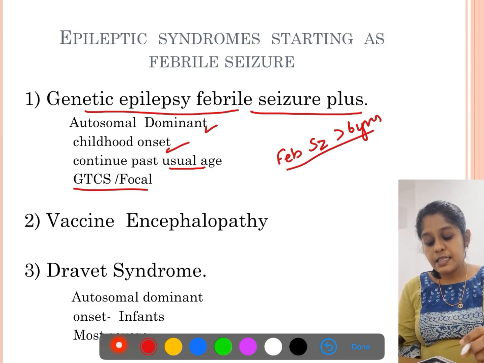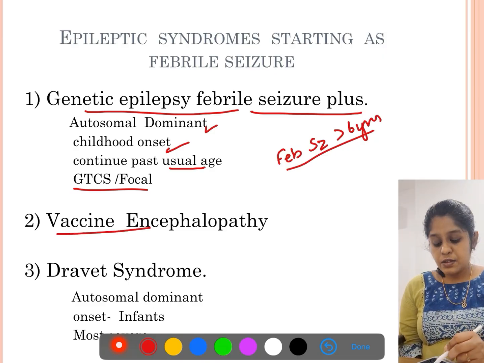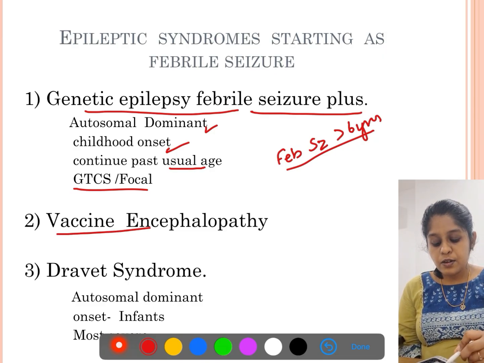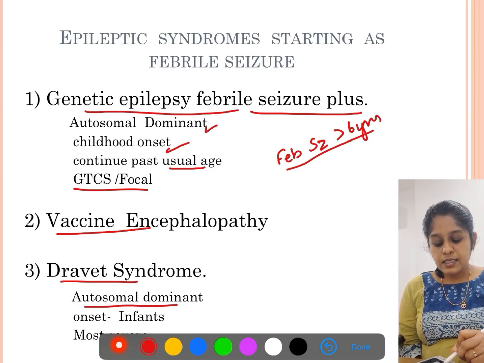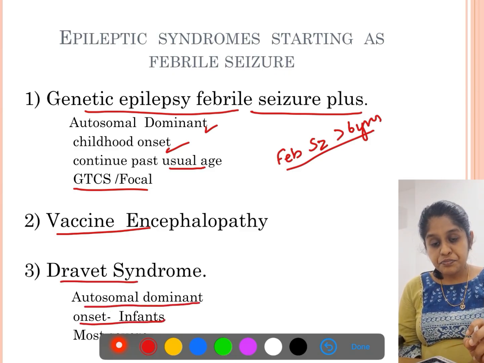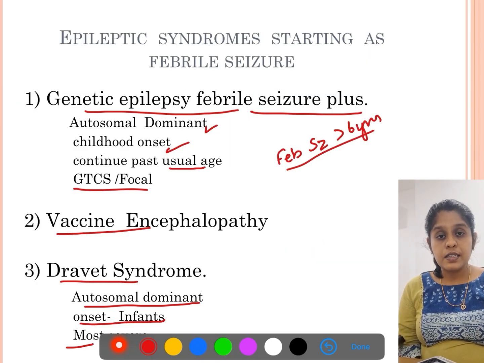Then there can be vaccine encephalopathy and Dravet syndrome. Dravet syndrome is an autosomal dominant condition. Onset is in males, and mostly it is seen in infant males.